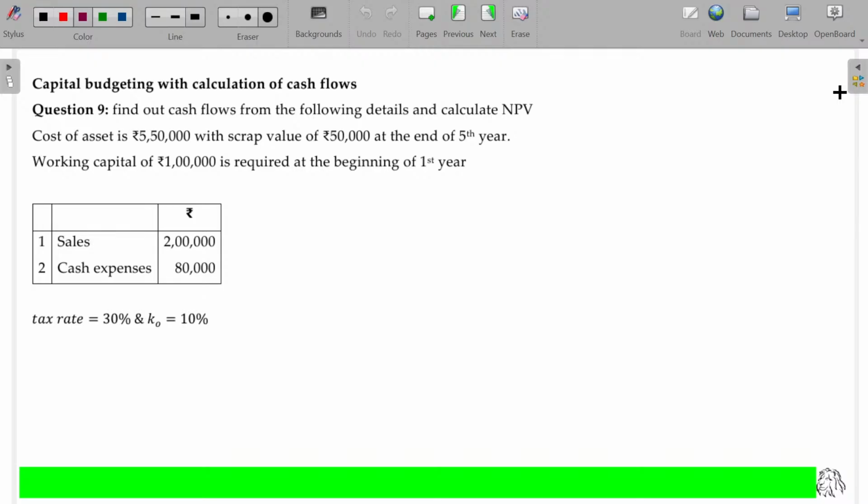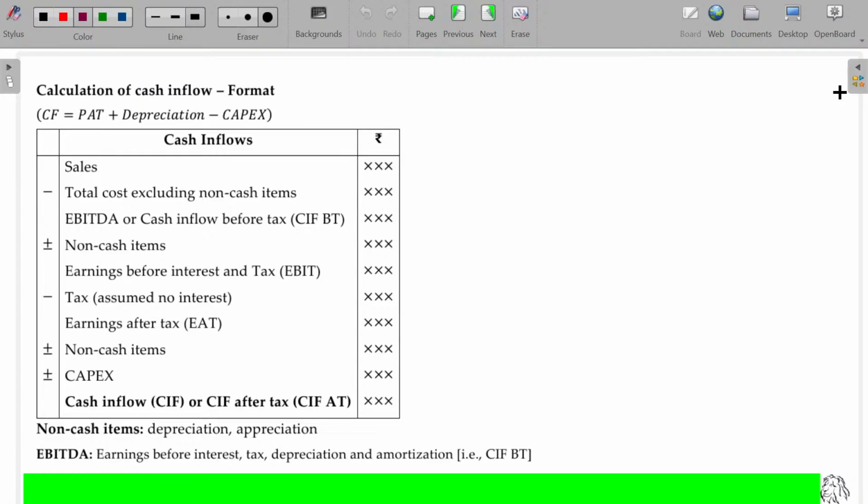Before we go for the ninth illustration, we try to understand the various terms. What is called EBIT, EBITDA, earnings before interest and tax. EBITDA, earnings before interest and tax, depreciation and amortization, cash inflow before tax, cash inflow after tax. So you have to understand all these terms here.